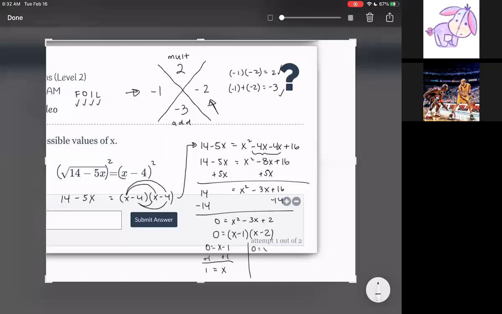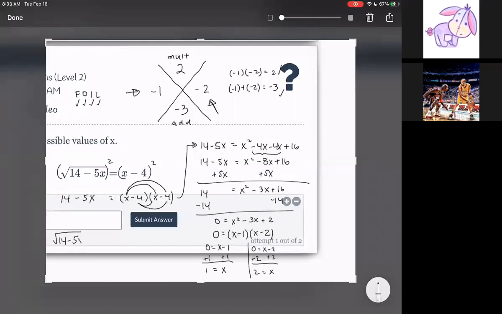We get 0 is equal to x minus 2. Add 2, add 2. We get 2 is equal to x. Okay, so we have two potential solutions, but we are not done yet. We have to plug them back in to our original equation. So let me rewrite our original equation.